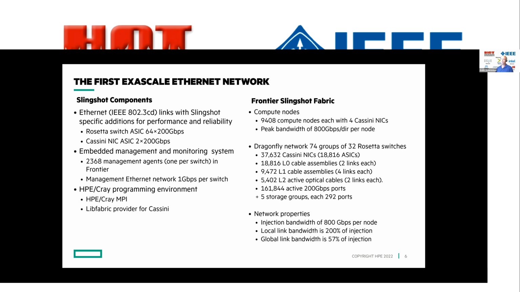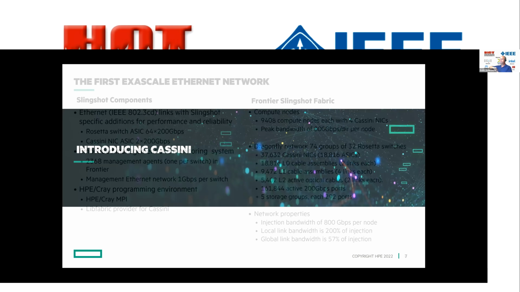An interesting note on the left, there's 2,300 management agents, 1 per switch, that have their own management network behind them. And so it's quite a large undertaking to deploy and shake out a network at that scale, especially when it's effectively serial number 1. So with that, let's start talking about Cassini.